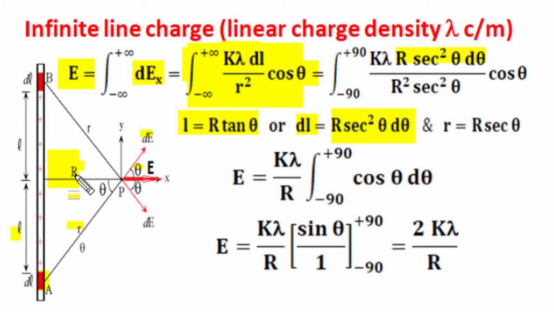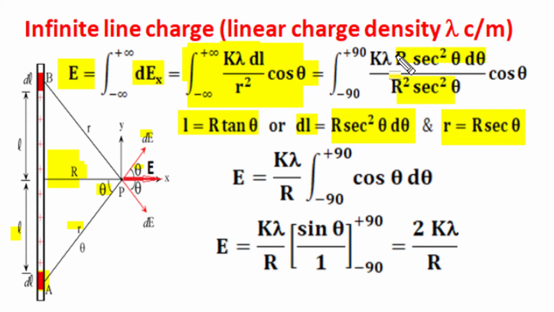Similarly, this small r and this capital R with this theta have a relation of sec theta. Small r is capital R sec theta. So in place of r square we can write R square sec square theta. Now with these modifications, both small l and small r get converted in terms of theta and capital R.